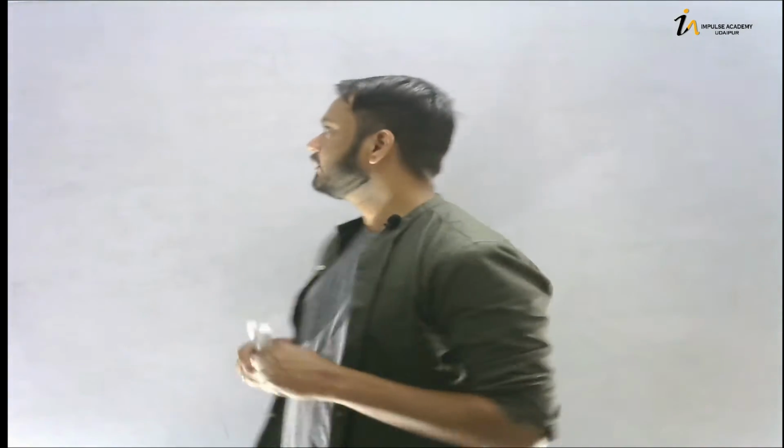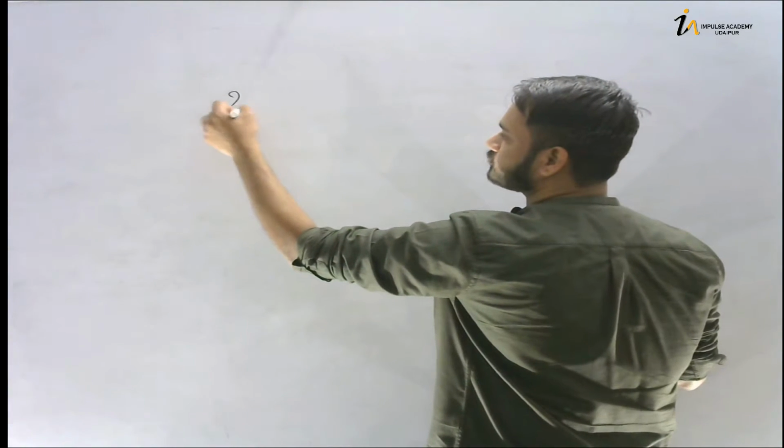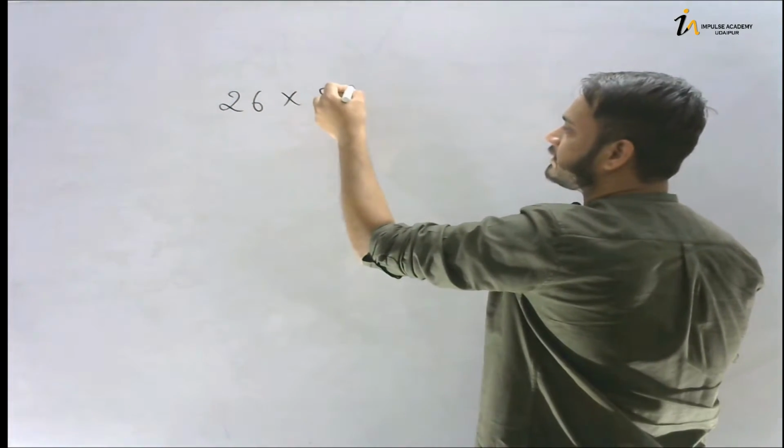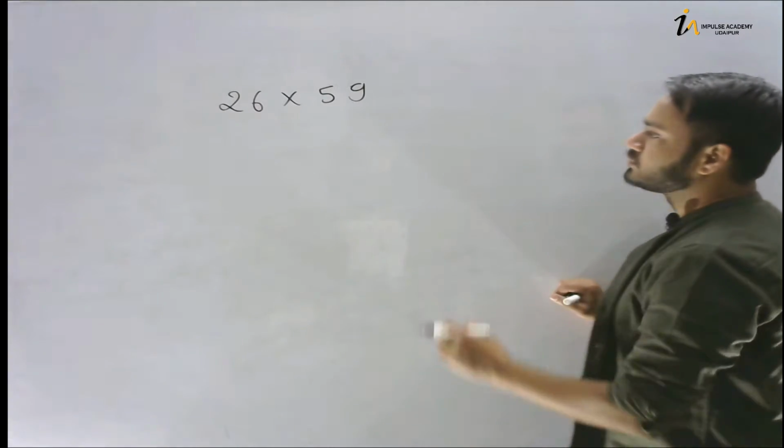Today I'll be giving you another mathematical trick that will be very helpful for calculation purposes, in competition exams and in normal calculations also. Today I will show you a trick for multiplying a two-digit number with any two-digit number, or any three-digit number with any two-digit number. Suppose we take 26 multiplied by 59.